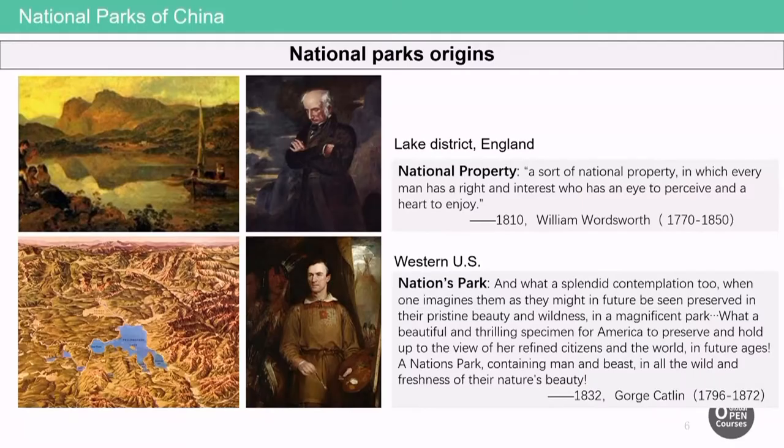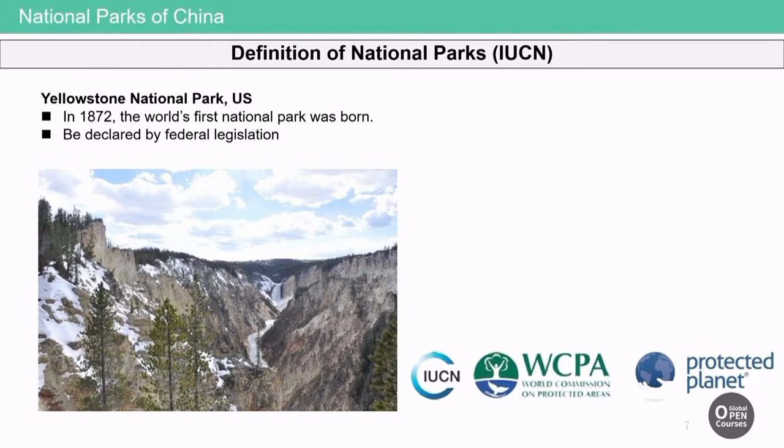As a brief review, in the previous lecture, we learned that the global national park movement began more than 100 years ago and originated from the United States and the United Kingdom. Yellowstone National Park in the US was the first national park globally to be declared by federal legislation, by the national law. So it is the first national park. After that, Canada, Australia, New Zealand, and other countries have established their own national parks, one after another.